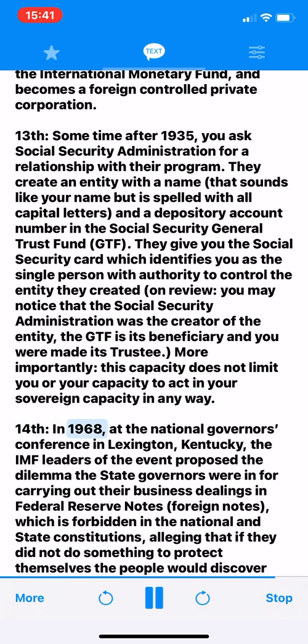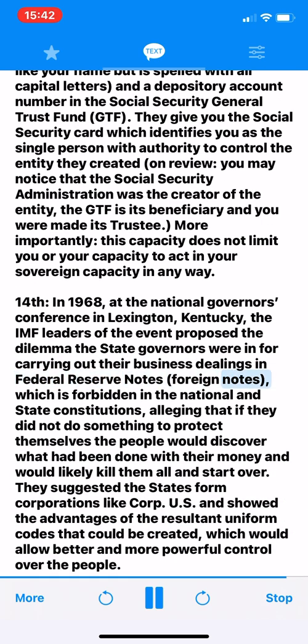14th. In 1968, at the National Governors Conference in Lexington, Kentucky, the IMF leaders of the event proposed the dilemma the state governors were in for carrying out their business dealings in Federal Reserve notes, foreign notes, which is forbidden in the national and state constitutions, alleging that if they did not do something to protect themselves, the people would discover what had been done with their money and would likely kill them all and start over. They suggested the states form corporations like Corp. US and showed the advantages of the resultant uniform codes that could be created, which would allow better and more powerful control over the people.